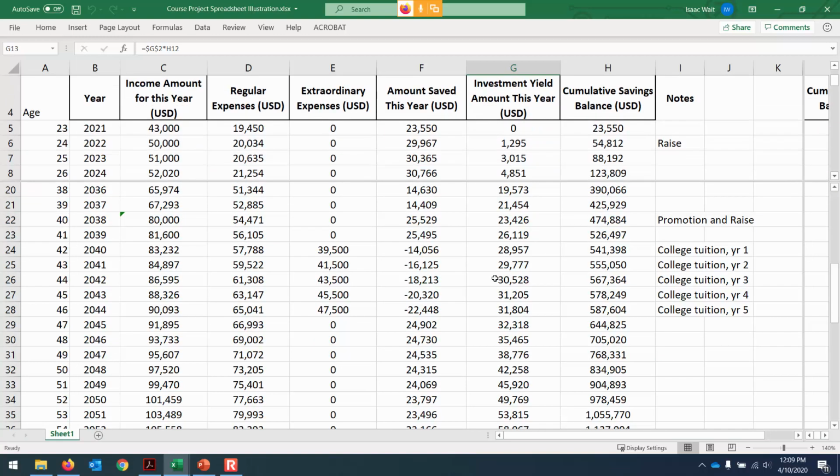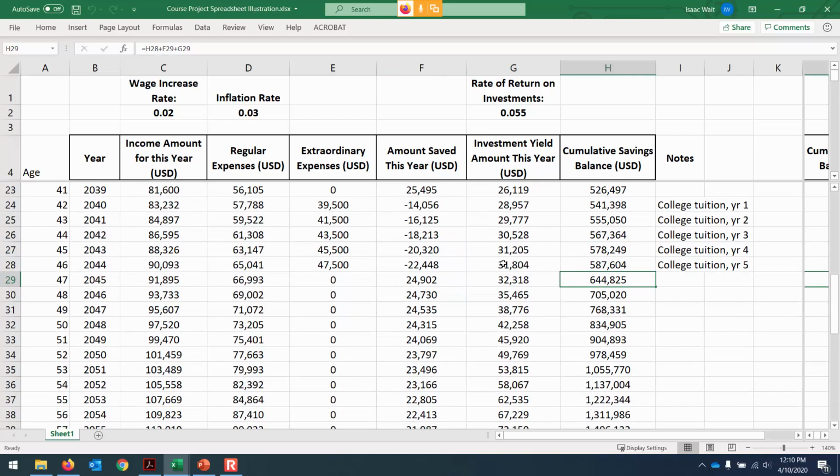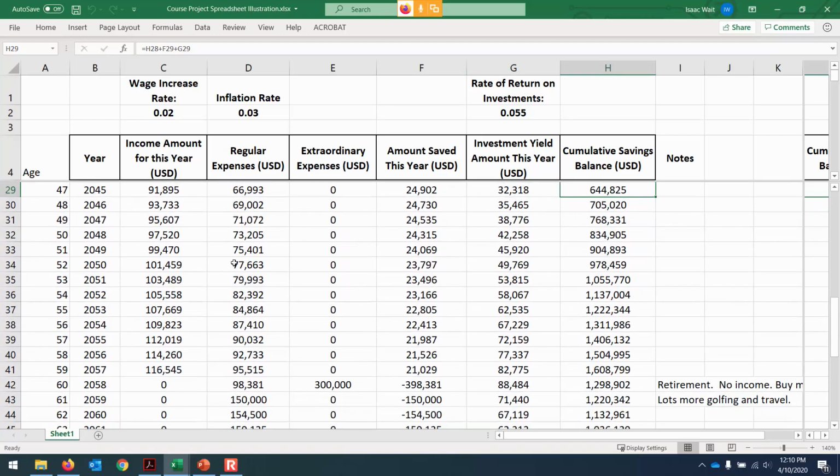All right, so I'm scrolling down. This person is getting older. They're 40 now. All right, there's their kid going to school. Boy, that puts a damper on things. You're having some negative savings for a while. Still, you've got a good balance. All right, now at age 60, this person decides to retire early.